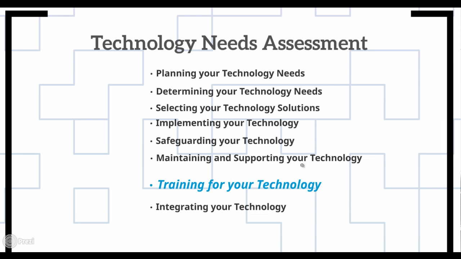Next, we have maintaining and supporting your technology. During this stage, it is important to establish a technology oversight committee that will be in charge of overseeing the system use, maintenance, and ongoing improvements. The next step is addressing training for your technology. During this step, a learning organization must provide its users with training to develop basic knowledge and skills to operate technology and professional knowledge to apply technology in support of the instruction and management activities.